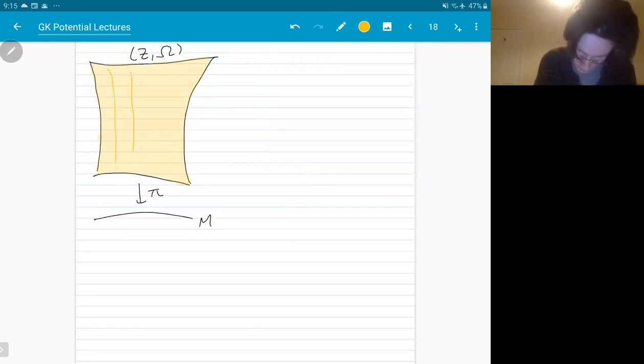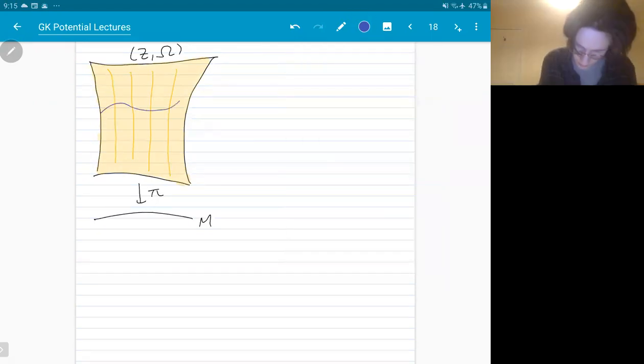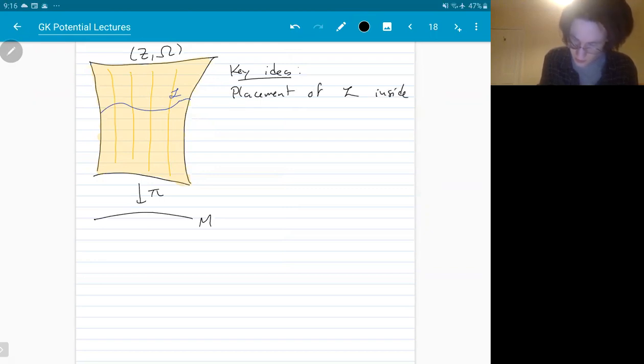Maybe also draw the fibers of the map pi. And then we have inside this submanifold, which is L. And here's the key idea, which is that the placement of L inside of Z omega determines a specific metric in its Kähler class.